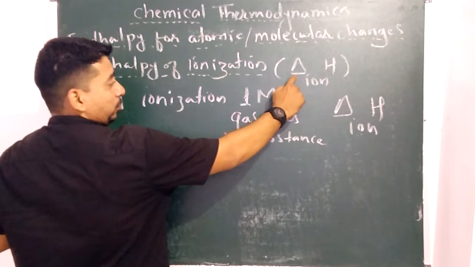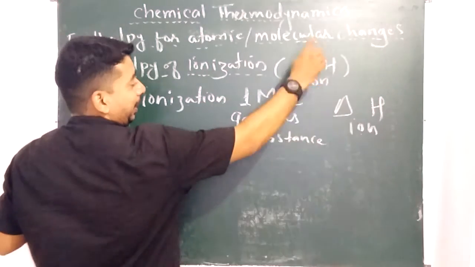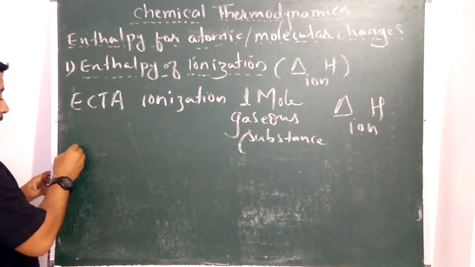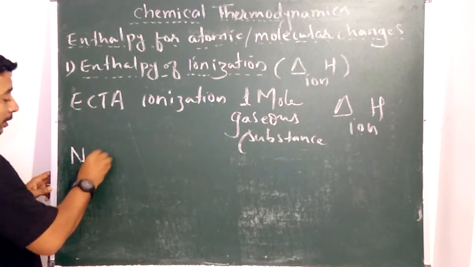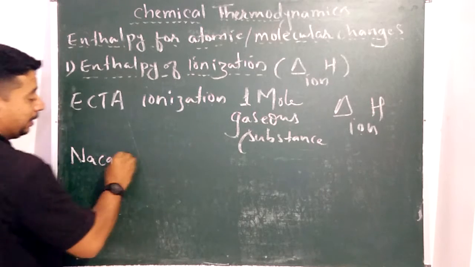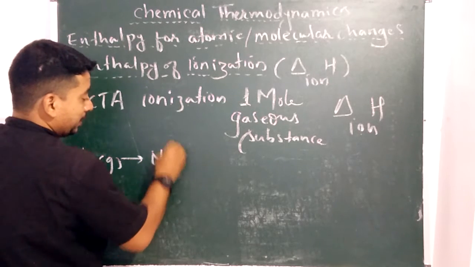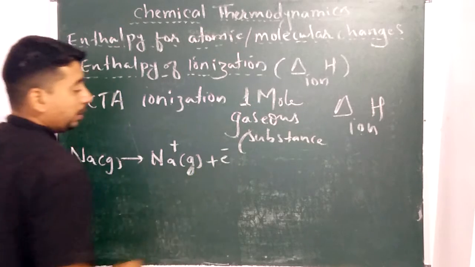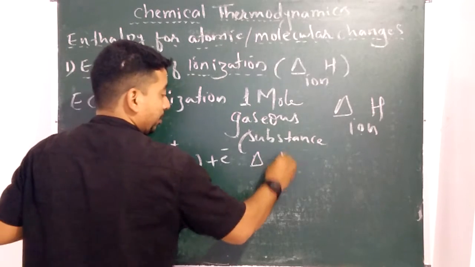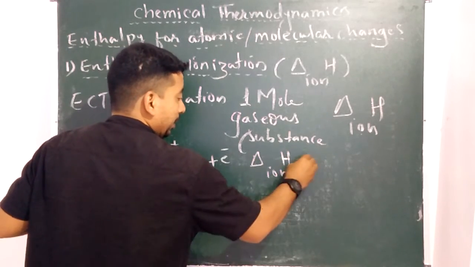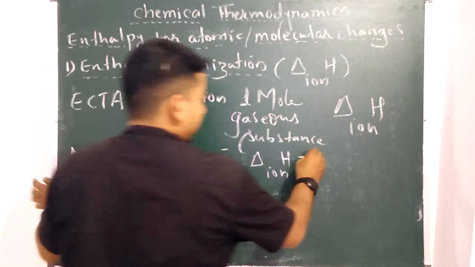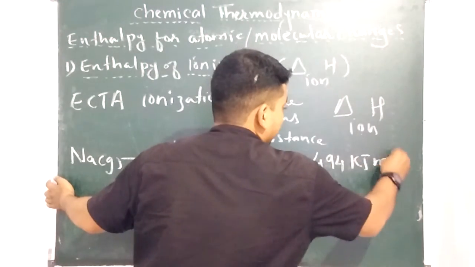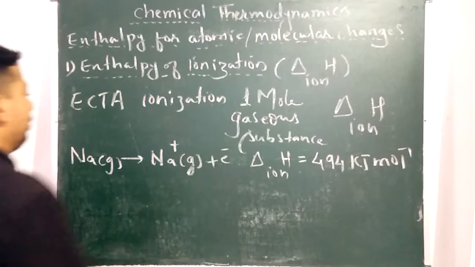Enthalpy of ionization is shown by delta ION H or delta H ION. Now see the example. Ionization of sodium, Na, this is gas, it forms Na plus gas plus 1 electron. Enthalpy of ionization for ionization of sodium is equal to 494 kilojoule per mole.